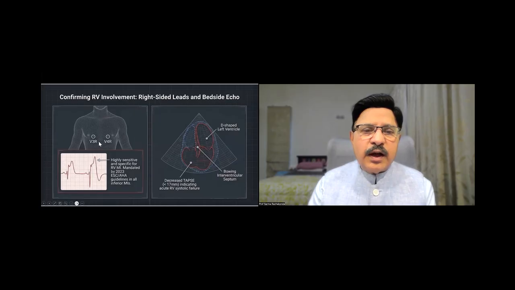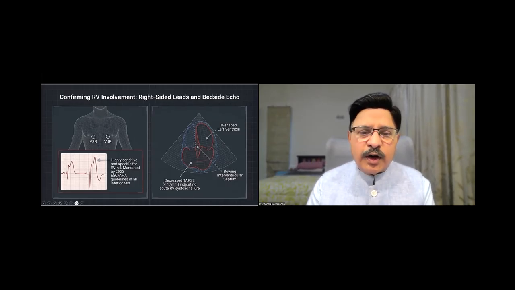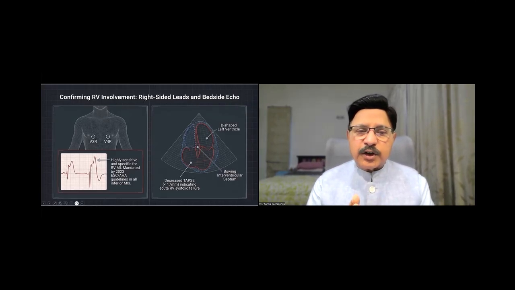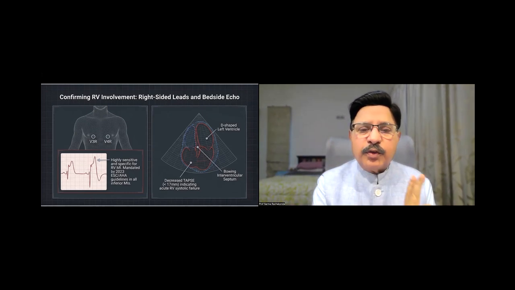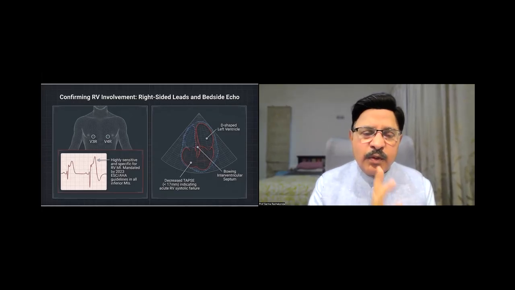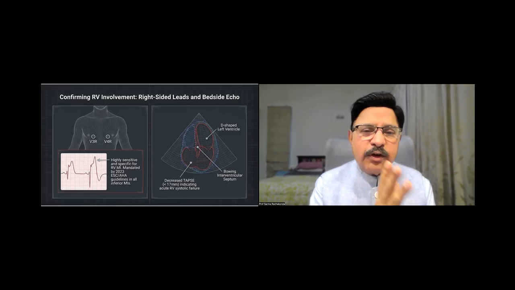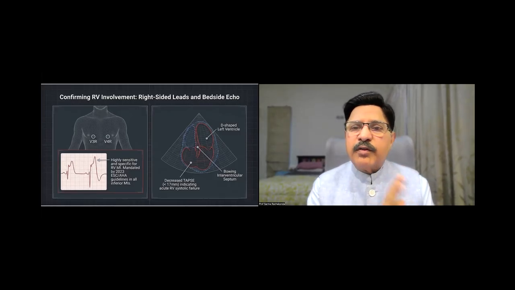Then V3R and V4R are highly sensitive and specific for right ventricular myocardial infarction. What do you do? Conventionally, we put the leads on the left side. In case of right ventricular infarction, we will put the leads on the right side. They are called V3R and V4R, mandated by the 2023 guidelines. So in every patient of myocardial infarction, not only record the 12-lead ECG, but also record V3R and V4R simultaneously. Why? To confirm or exclude right ventricular involvement, right ventricular infarction.